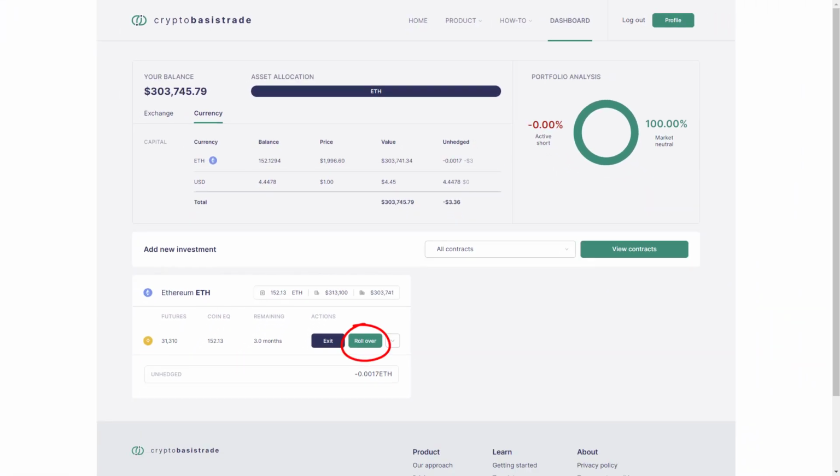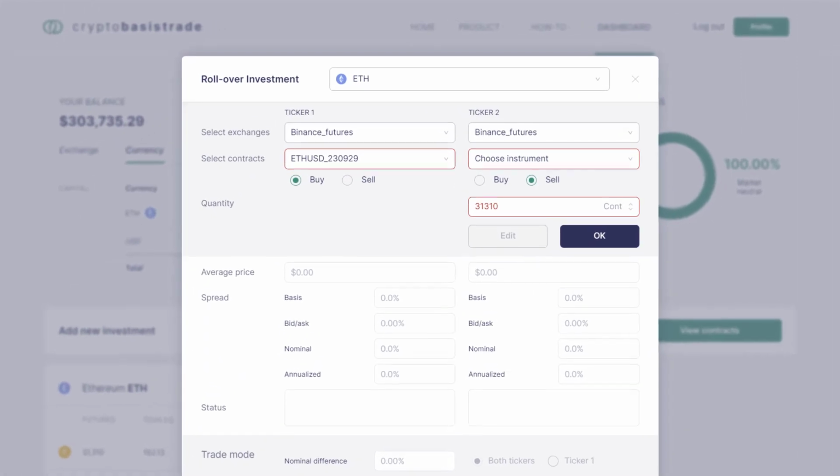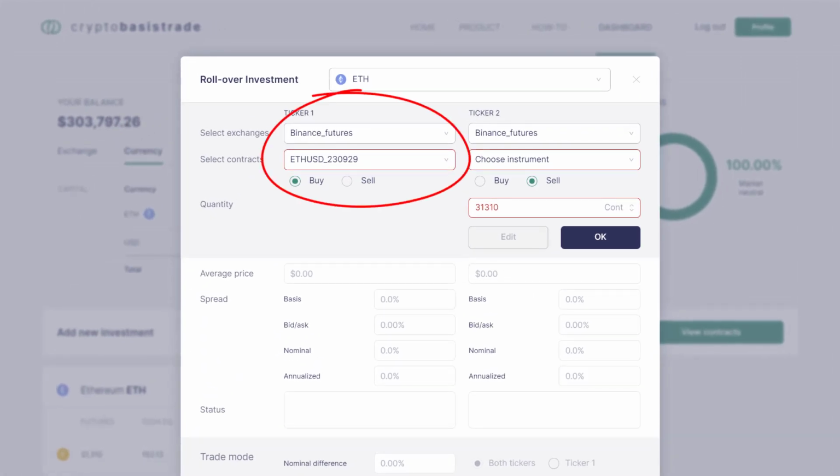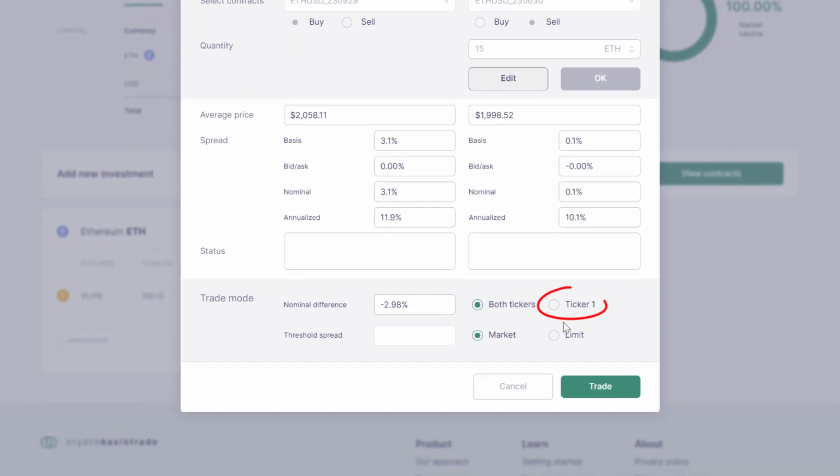Let's open the trader from the Ether tile. This will be a one-leg trade since we are trading only one type of contract. Check the parameters for ticker 1. Buy September contracts. You need to choose a different contract for ticker 2, although it has no impact on the trade. Change quantity to Ether and set the amount to trade. As usual, press OK, choose ticker 1 mode, and trade.